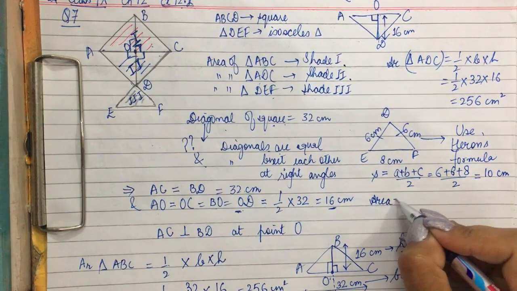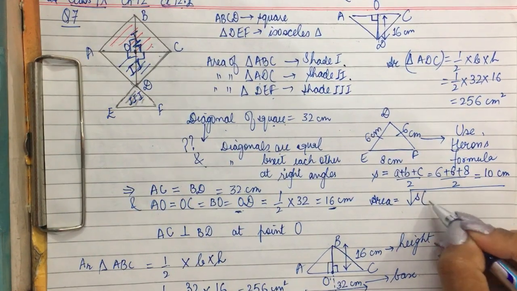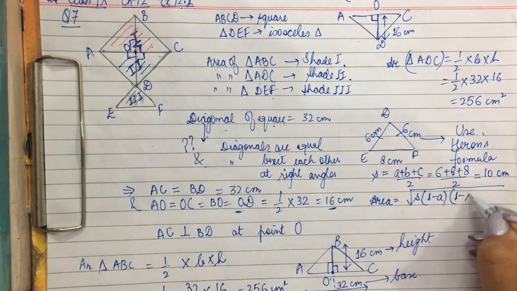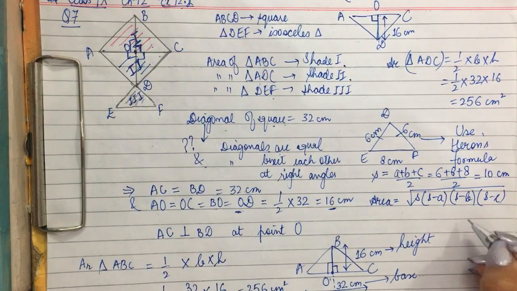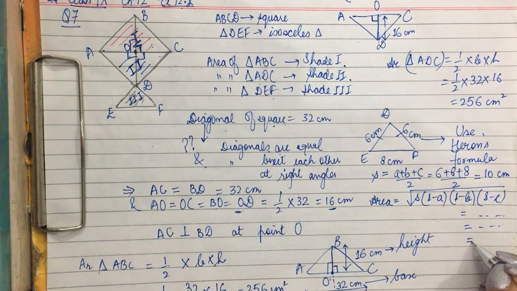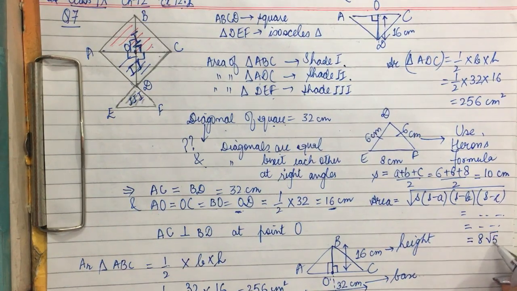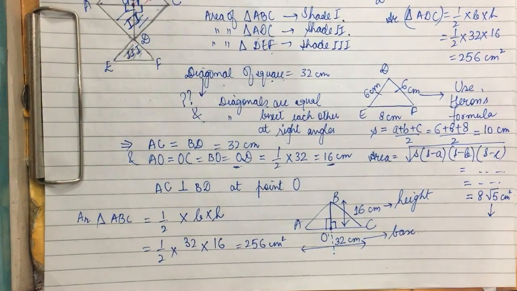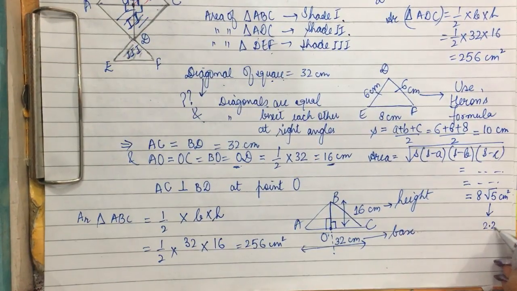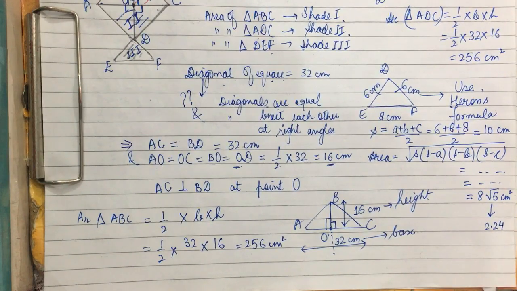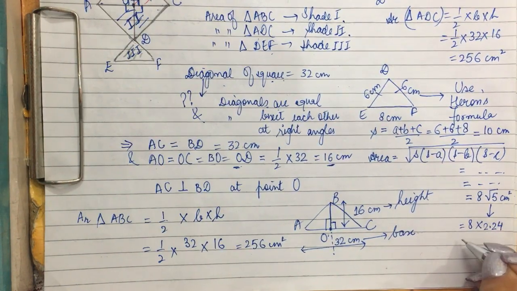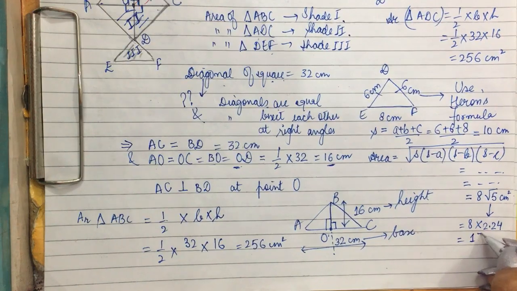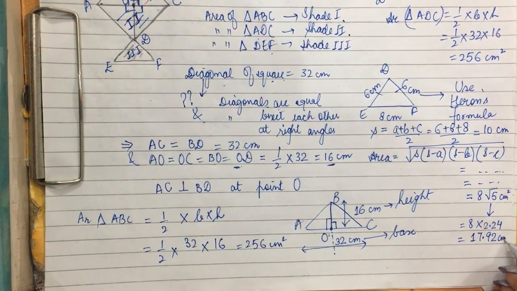Then area will be given by under the root S into S minus A into S minus B into S minus C. On simplification, you will find out that the answer comes out to be 8 under root 5 centimeters square. You could leave your answer here if you want, or you could calculate the value of under root 5, use it. This would be approximately 2.24 multiplied with 8. You will get the answer as 17.92 centimeter square.